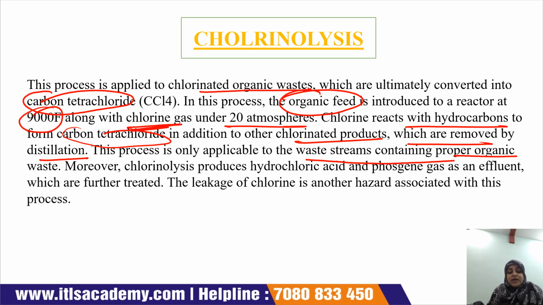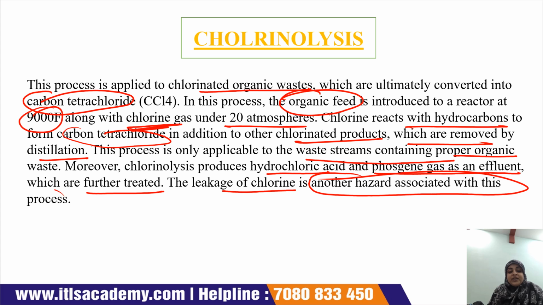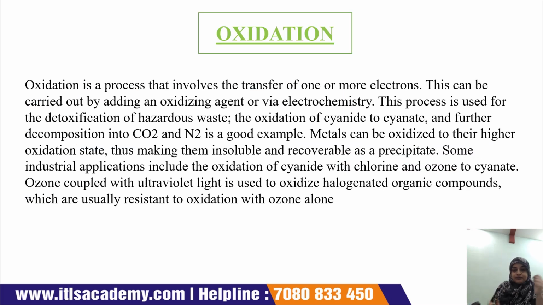This chlorinolysis also produces hydrochloric acid and phosgene gases as an effluent, which are further treated. The leakage of chlorine is another hazard associated with this process. Okay, so one hazard which is also associated with this process is the leakage of chlorine.